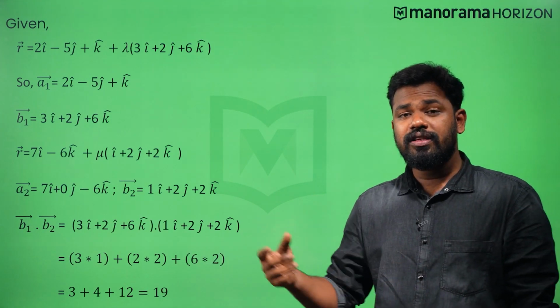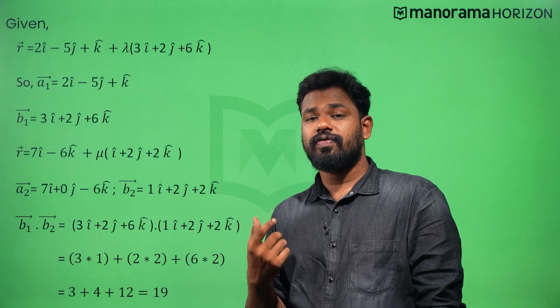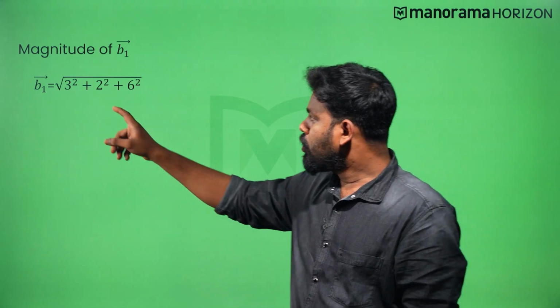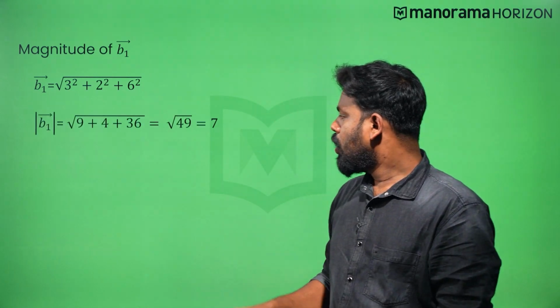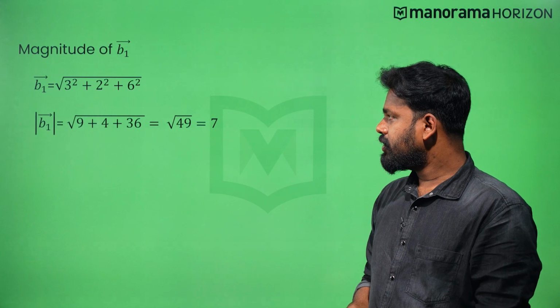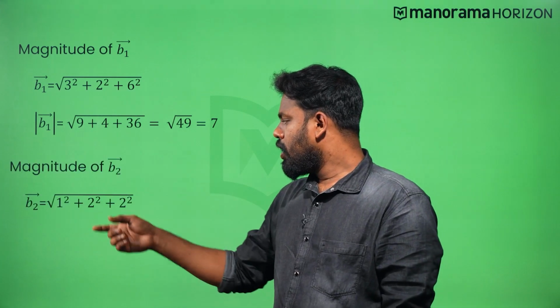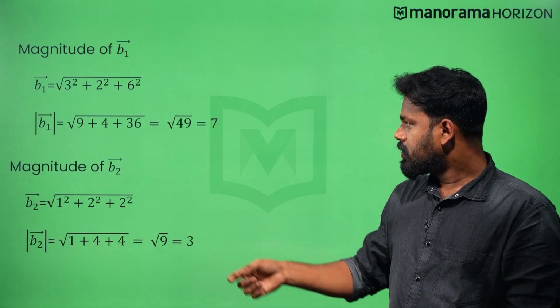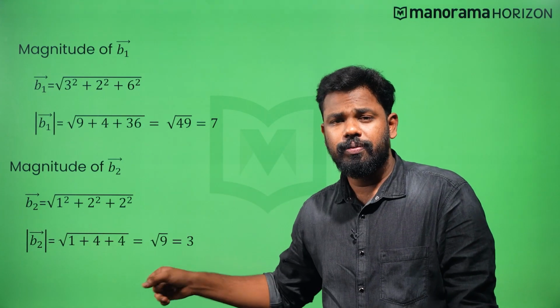Now, I have to divide this dot product by the magnitude of each of the direction vectors. So what is the magnitude of b1? Let's find out. The magnitude of b1 will be root of 3 square plus 2 square plus 6 square, which is nothing but 7. Now, the magnitude of b2 is root of 1 square plus 2 square plus 2 square, which is root of 9, or 3. So, I got b1's magnitude and b2's magnitude.